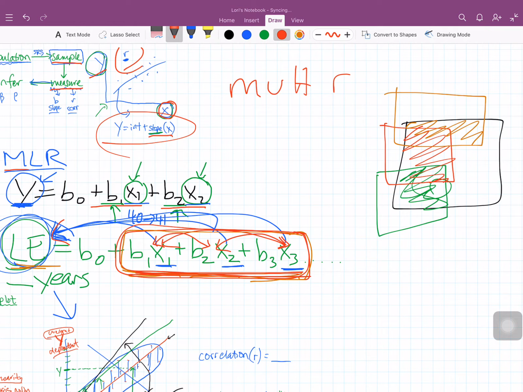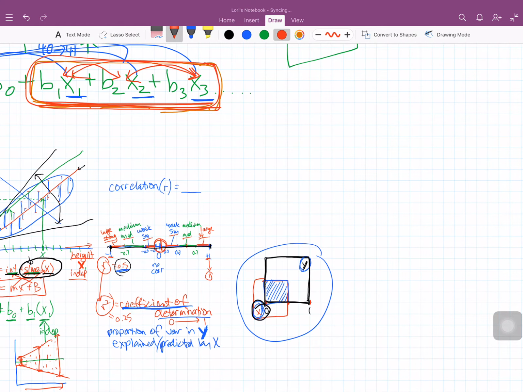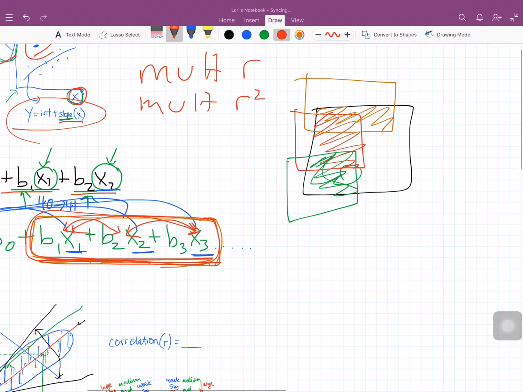Very similarly, we can have a multiple R square. And so that is, again, the proportion of variability in y that is predicted by all of those predictor variables collectively together as they're impacting each other. There's this big collective impact on our outcome variable by all of them.